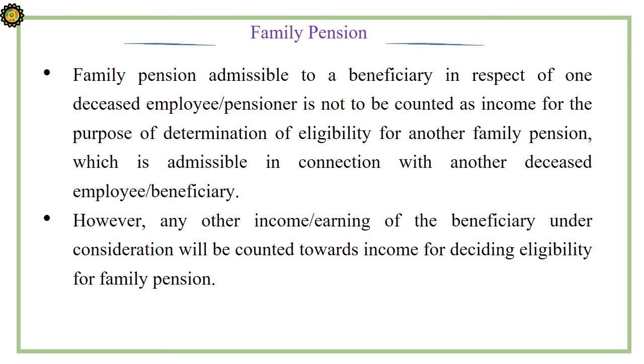Family pension admissible to a beneficiary in respect of one deceased employee or pensioner is not to be counted as income for the purpose of determination of eligibility for another family pension, which is admissible in connection with another deceased employee or beneficiary. However, any other income or earning of the beneficiary under consideration will be counted towards income for deciding eligibility for family pension.